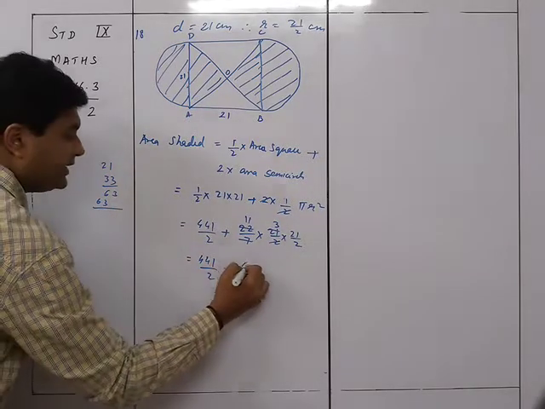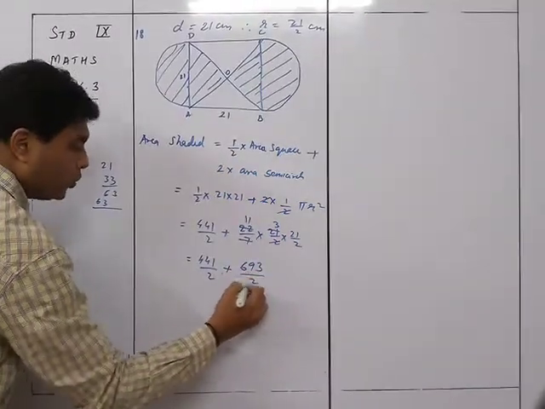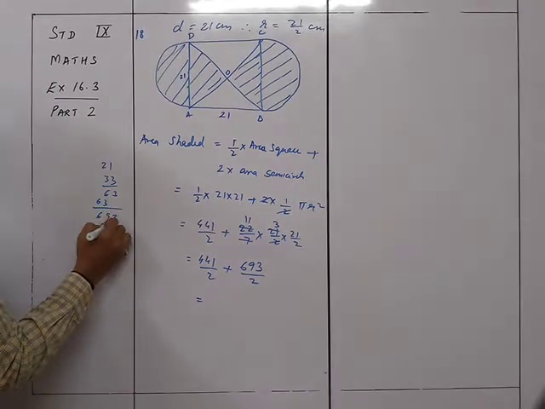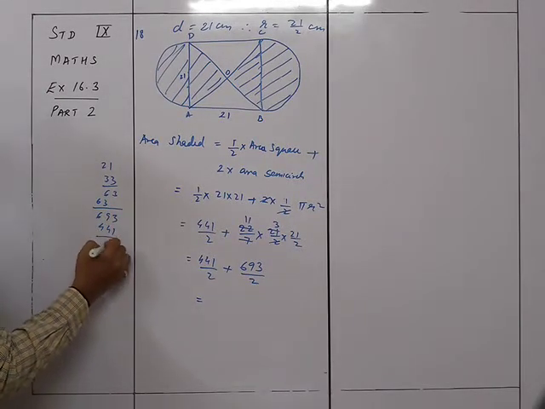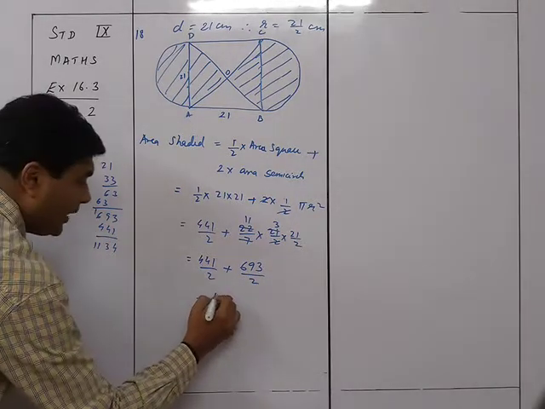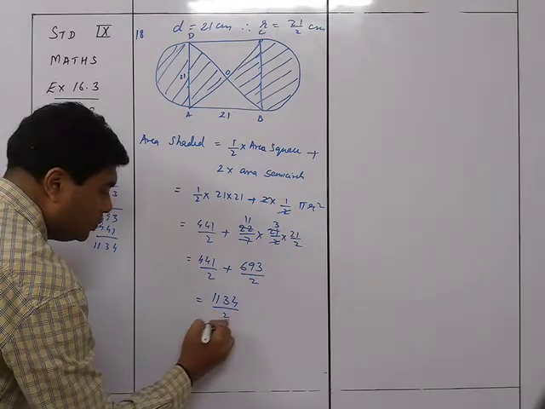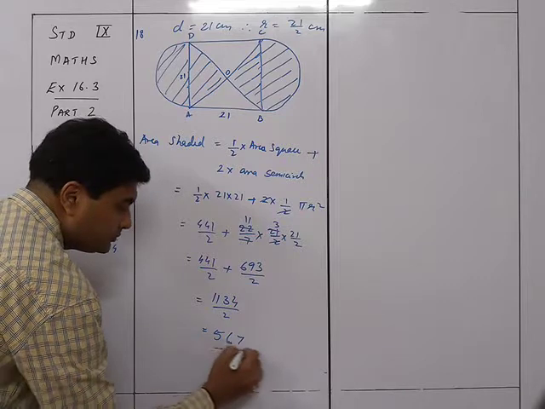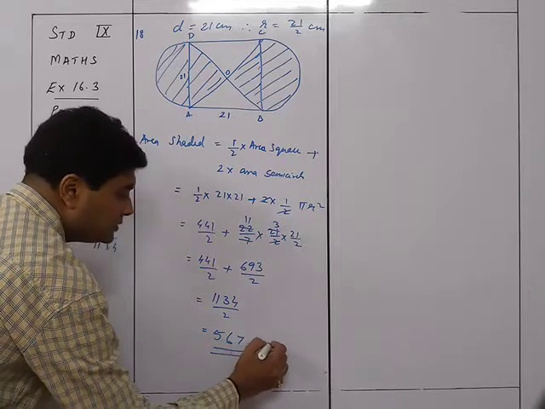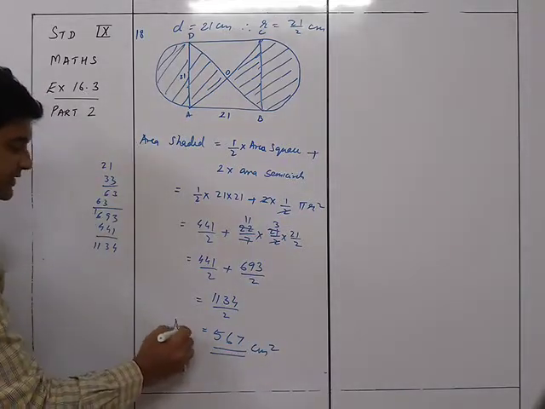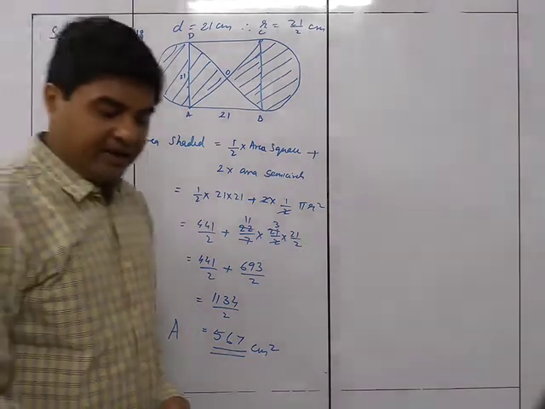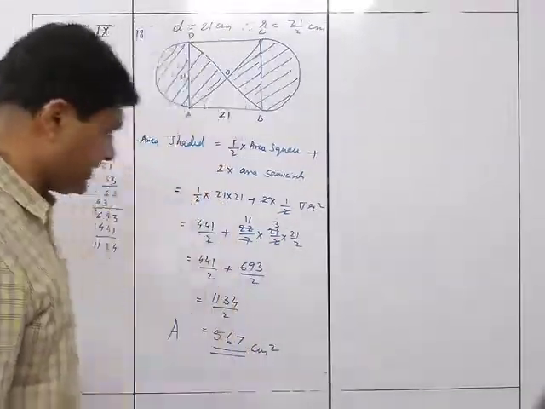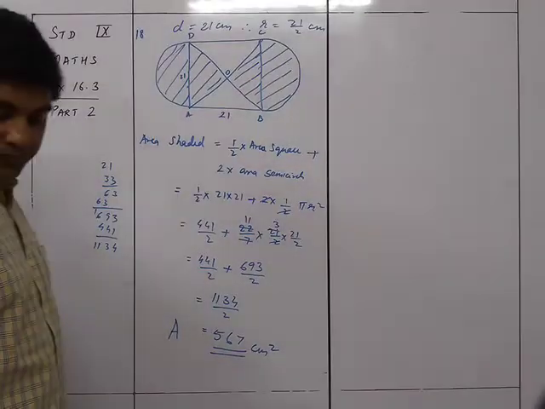So 693 upon 2. Adding it up, it will be 693 and 441. So 4, 3, 11. So 1134 upon 2, that is 567 centimeter square. That's the area of the shaded region of sum number 18: 567 centimeters square.